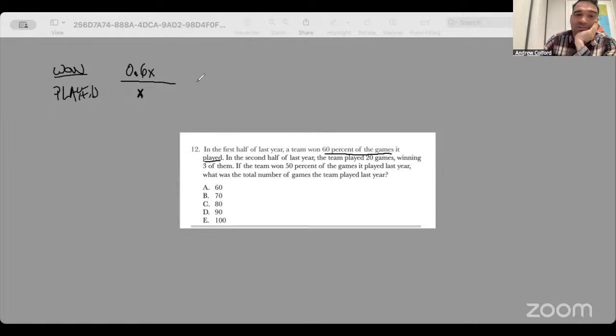Now, in the second part of the season, the second half, they played 20 games. So I know that they played 20 games in the second half of the season and they won 3 of them. So that part's actually pretty straightforward. Now, this is one big fraction because this describes the whole season. The number of games won over the number of games played. Now, 0.6x plus 3 is the total number of games they won. And x plus 20 on the bottom is the total number of games that they played. And this fraction has to come out to 50% or 1 over 2.